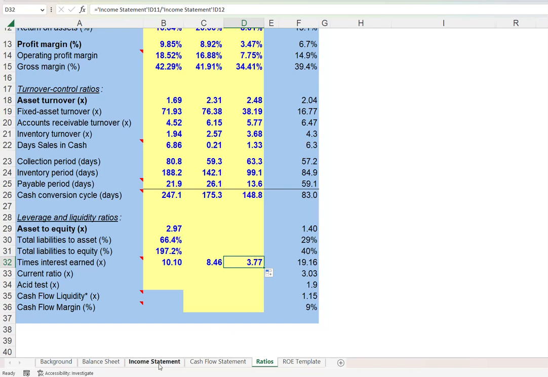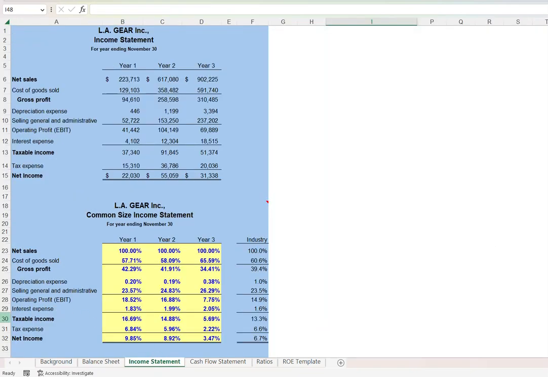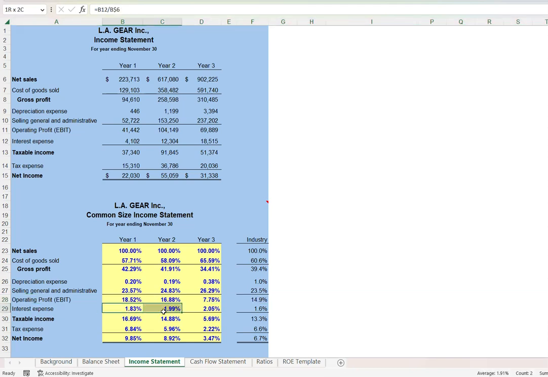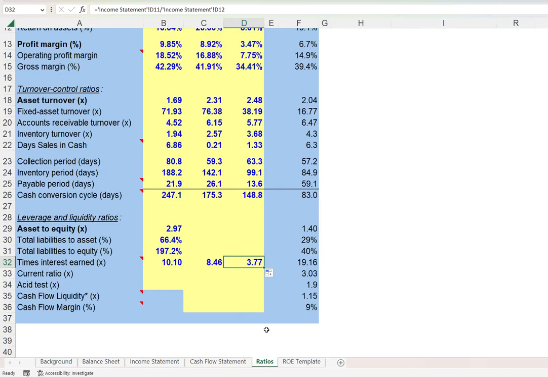And two reasons for that. One, our operating profit percentage has done what? It's gone down. We were making 18 cents profit for every dollar. Now we're at 7 cents. And also our interest expense as a percentage of sales has gone up. So those two factors account for our lower times interest earned ratio.